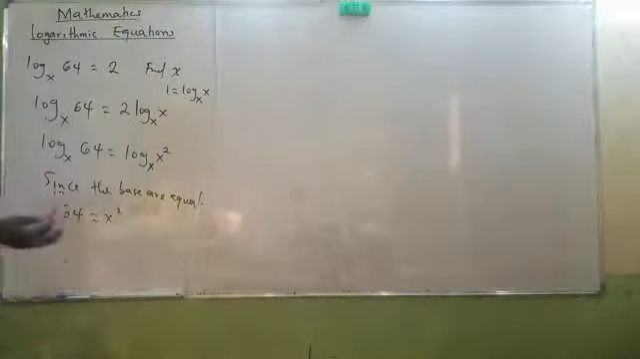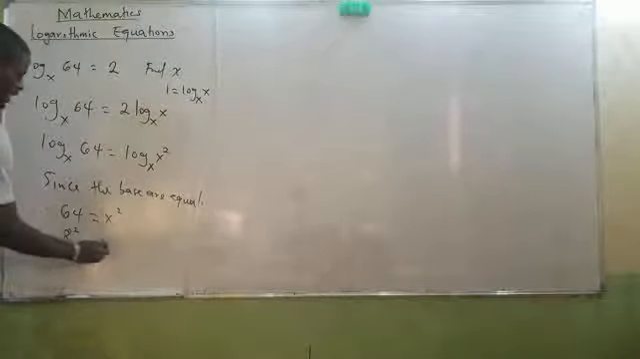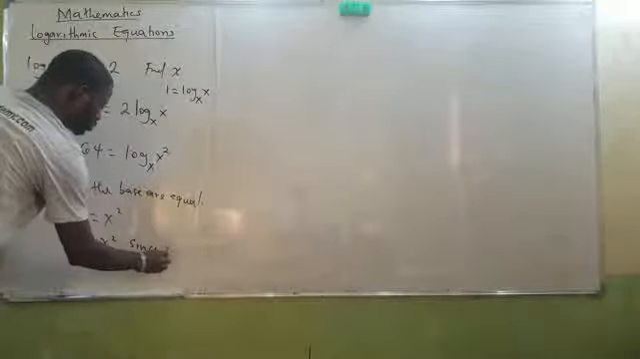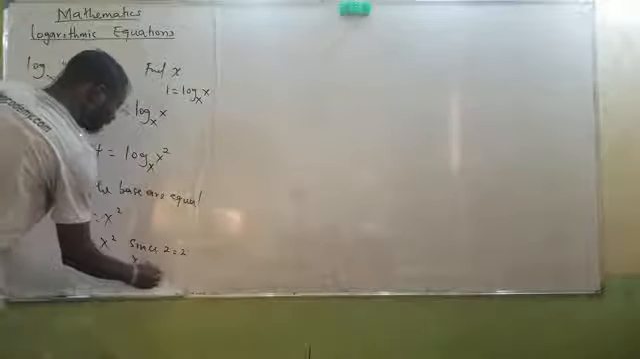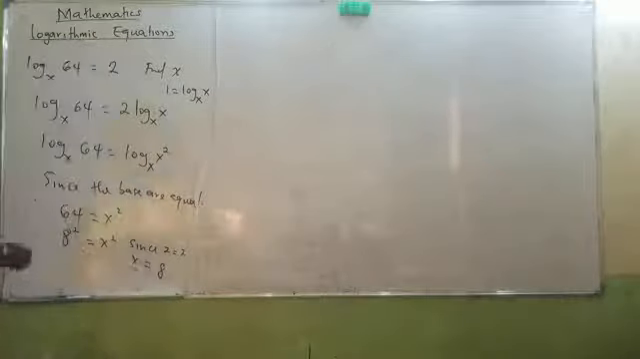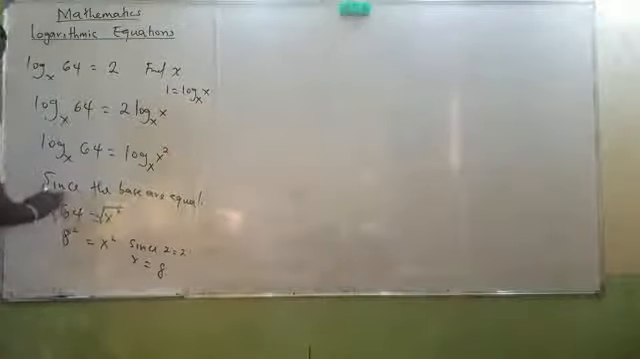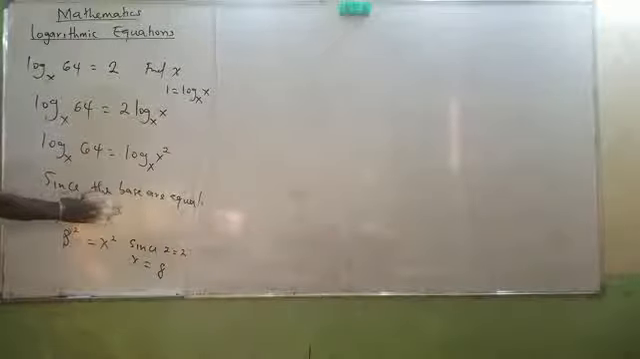therefore 64 will be equal to x squared. I can say 8 squared equals x squared. Since 2 equals 2, the powers are equal, which means x equals 8. Or you can take the root of both sides. Anyhow, whichever is convenient for you, you are good to go.